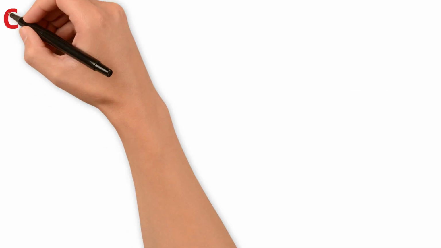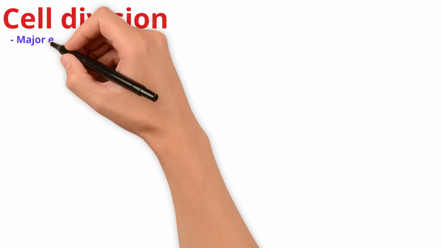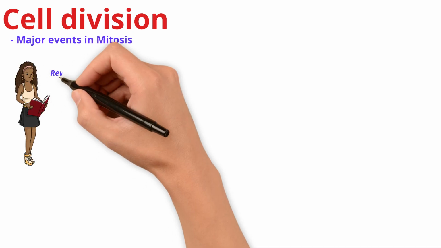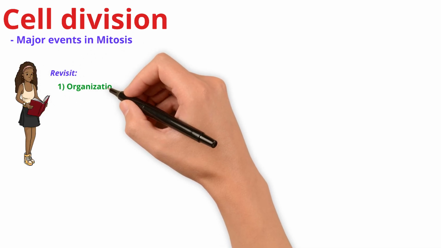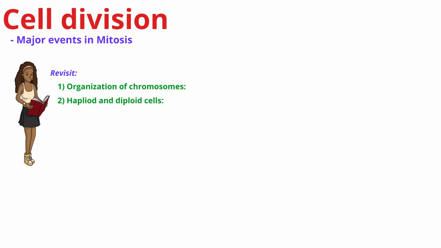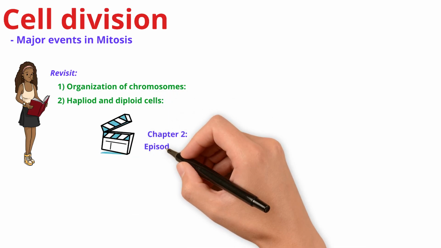Welcome to today's journey into the fascinating world of cell division. In this lesson, we will explore the process of mitosis. Before we begin discussing the stages of mitosis, I encourage each of you to revisit my previous episodes where we have covered how chromosomes are organized in a typical somatic cell and the differences between haploid and diploid cells. These can be found in Series 1 and 9 of Chapter 2 of this series.